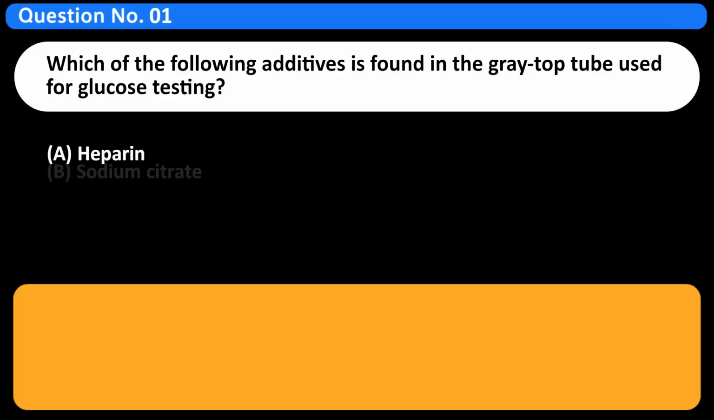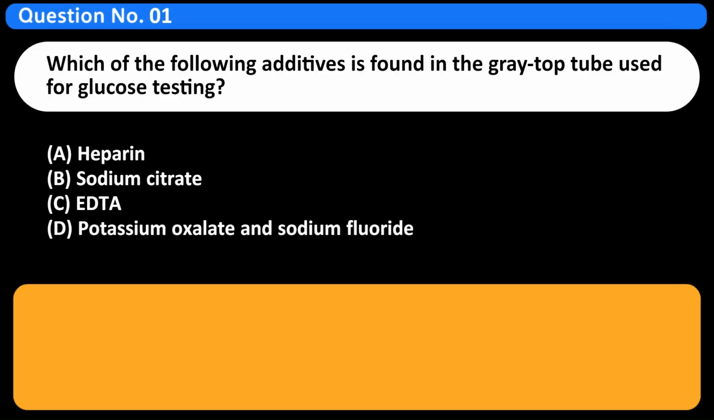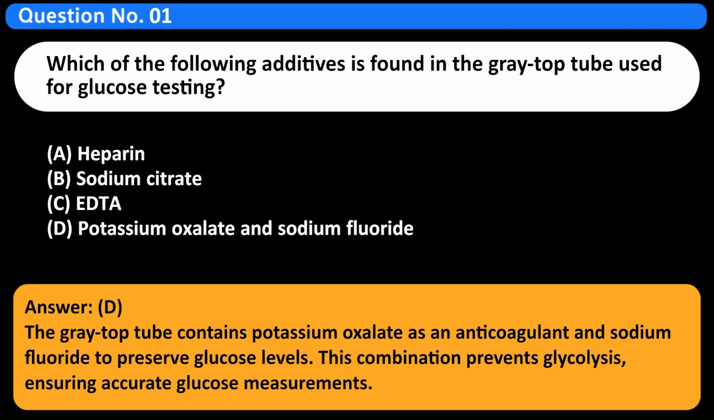Which of the following additives is found in the gray top tube used for glucose testing? A. Heparin. B. Sodium citrate. C. EDTA. D. Potassium oxalate and sodium fluoride. Answer: D. The gray top tube contains potassium oxalate as an anticoagulant and sodium fluoride to preserve glucose levels. This combination prevents glycolysis, ensuring accurate glucose measurements.